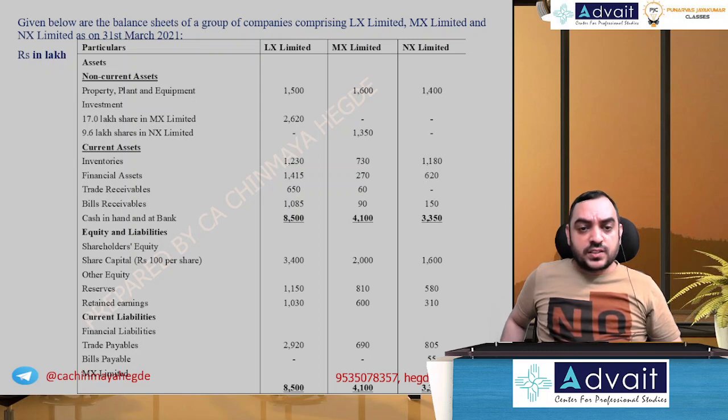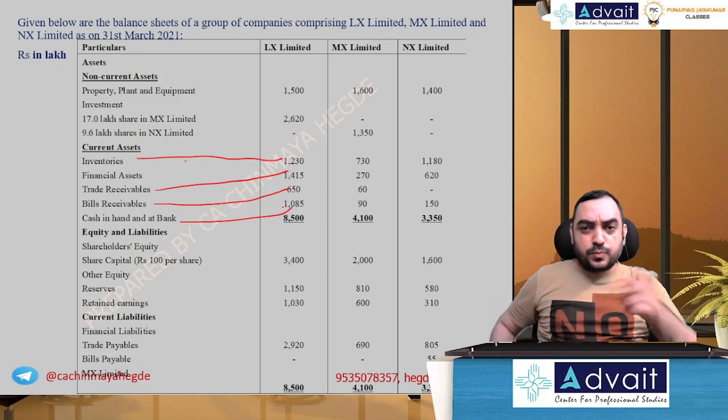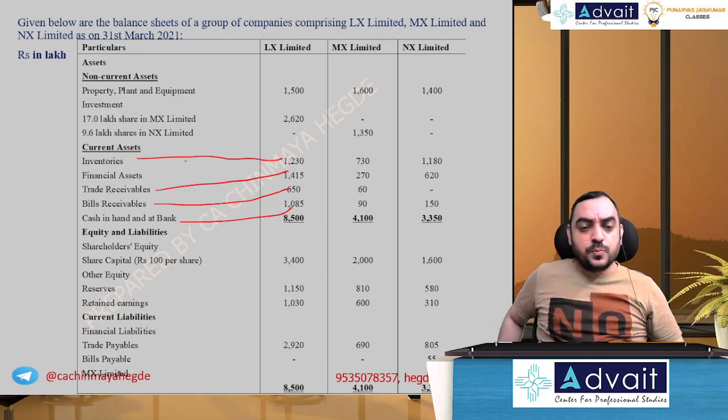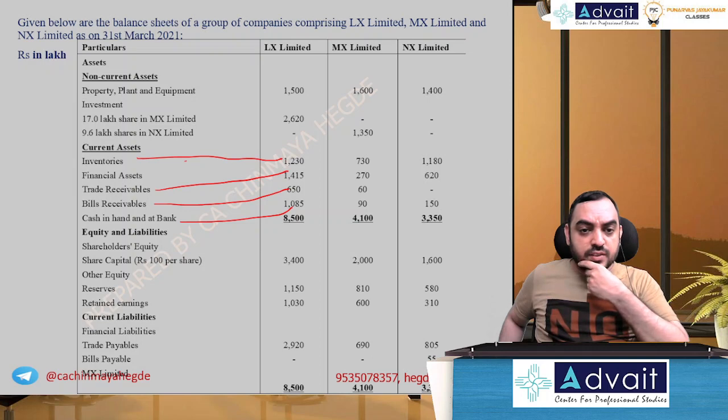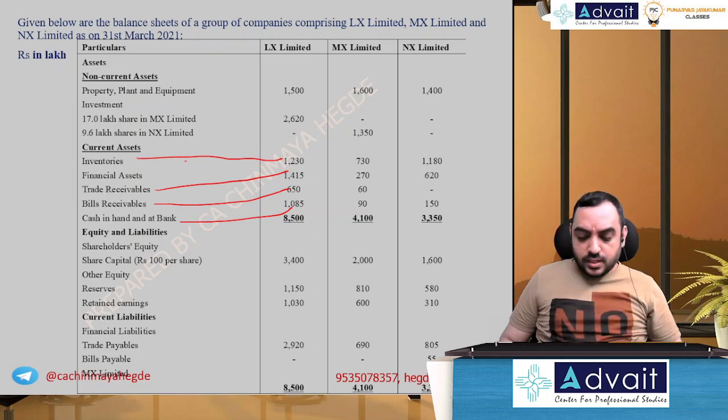Inventories, financial assets, trade receivables, bills receivable, cash in hand and at bank. Okay, it's an alignment issue, I think. So inventory is correct. The trade receivable is this, bills receivable is this, cash at bank is this. So please adjust for that alignment issue. Share capital, other equity, reserves, retained earnings, current liabilities, financial liabilities, bills payable, payable to MX Limited. So it's a mutual owing, so we should subtract while we prepare the balance sheet.